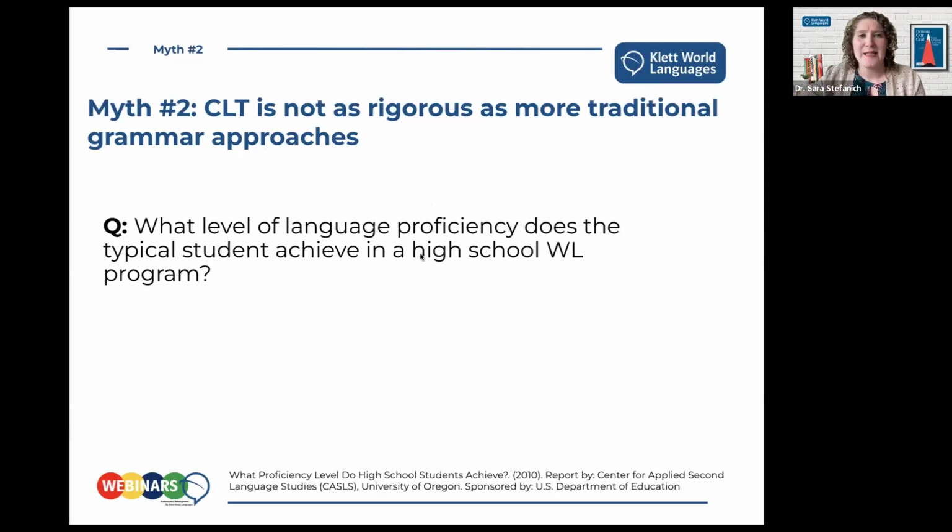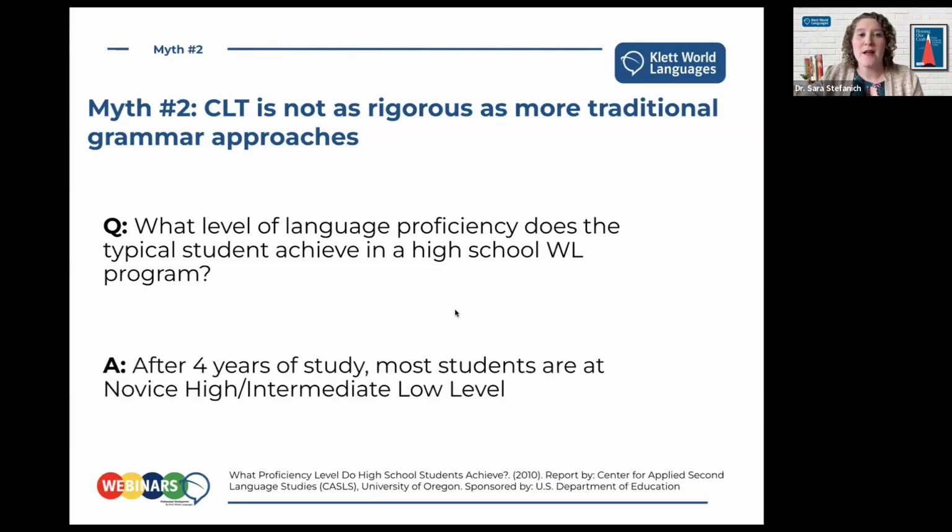Yeah, we're seeing a little bit of a range, but I think most of you are hitting the nail right on the head here. This particular study, which was done in 2010, found that after 4 years of study, most students are at the novice high or intermediate low level. They're somewhere right around there. Obviously, we're going to have students that surpass that, but on average, right? Those are the general results.